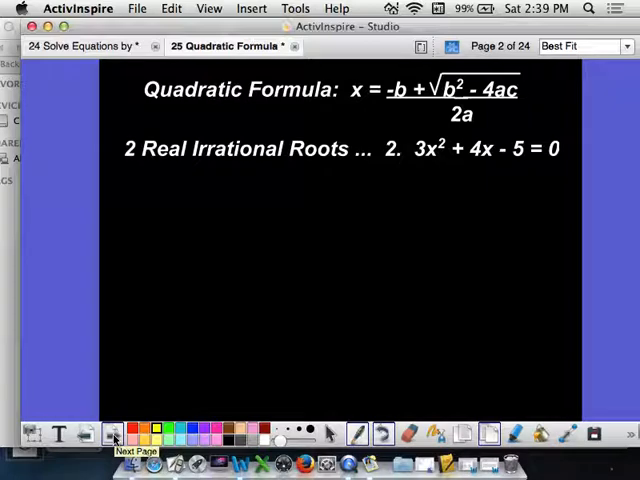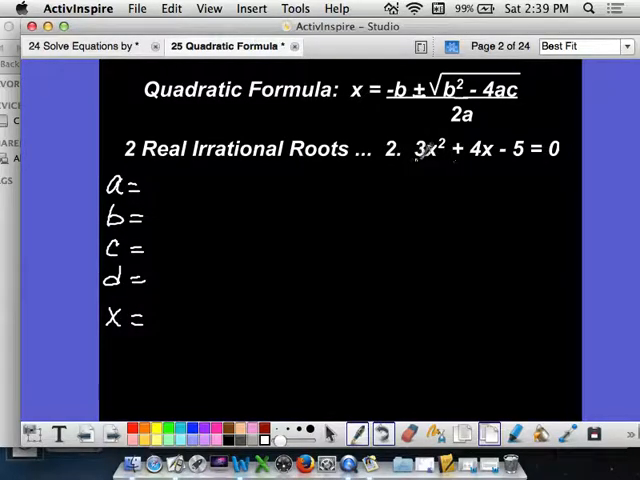In number 2, we're going to look at an equation having 2 real irrational roots. Again, we have our quadratic formula. X equals opposite b plus or minus square root b squared minus 4ac all over 2a. You've got to memorize it. So here we're looking for a, b, c, the discriminant, and the answer.